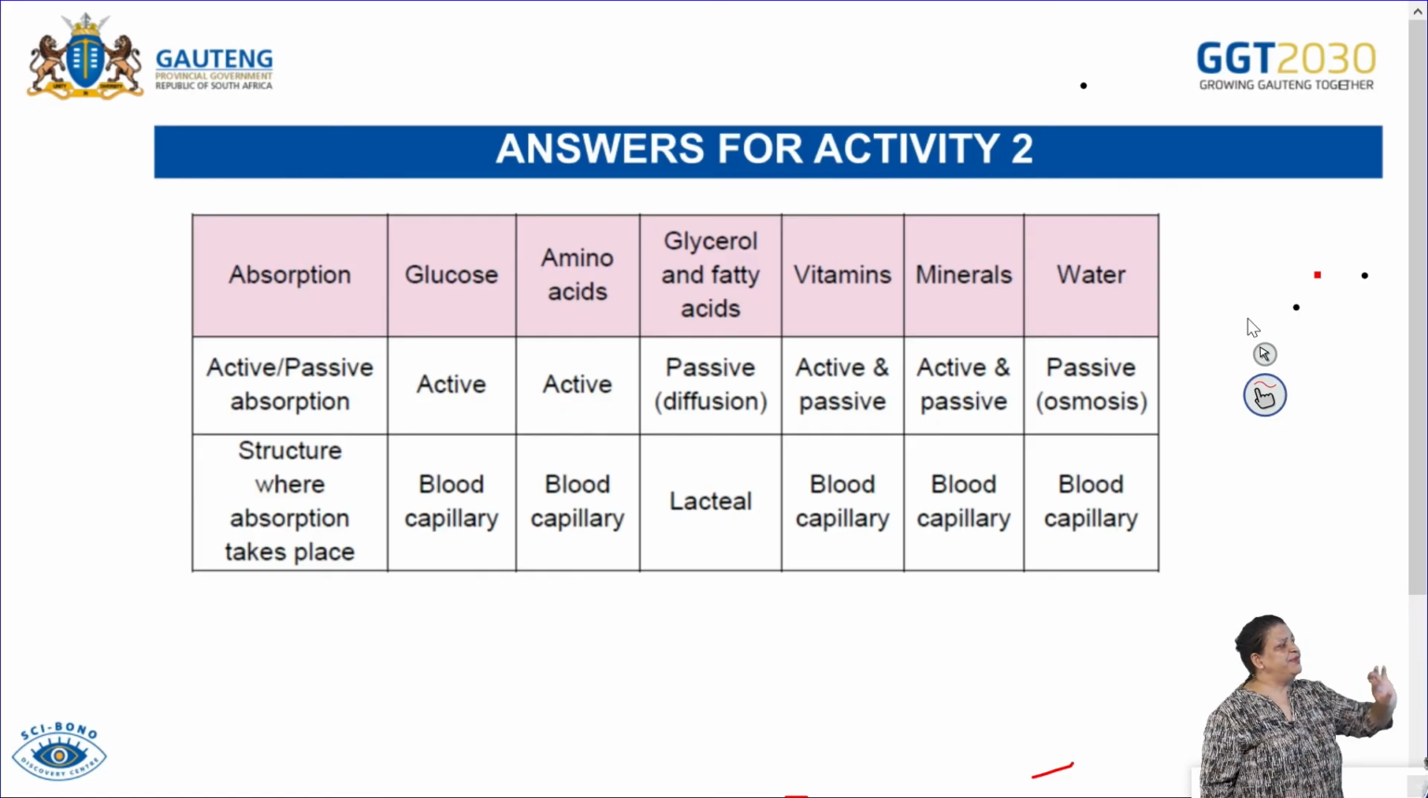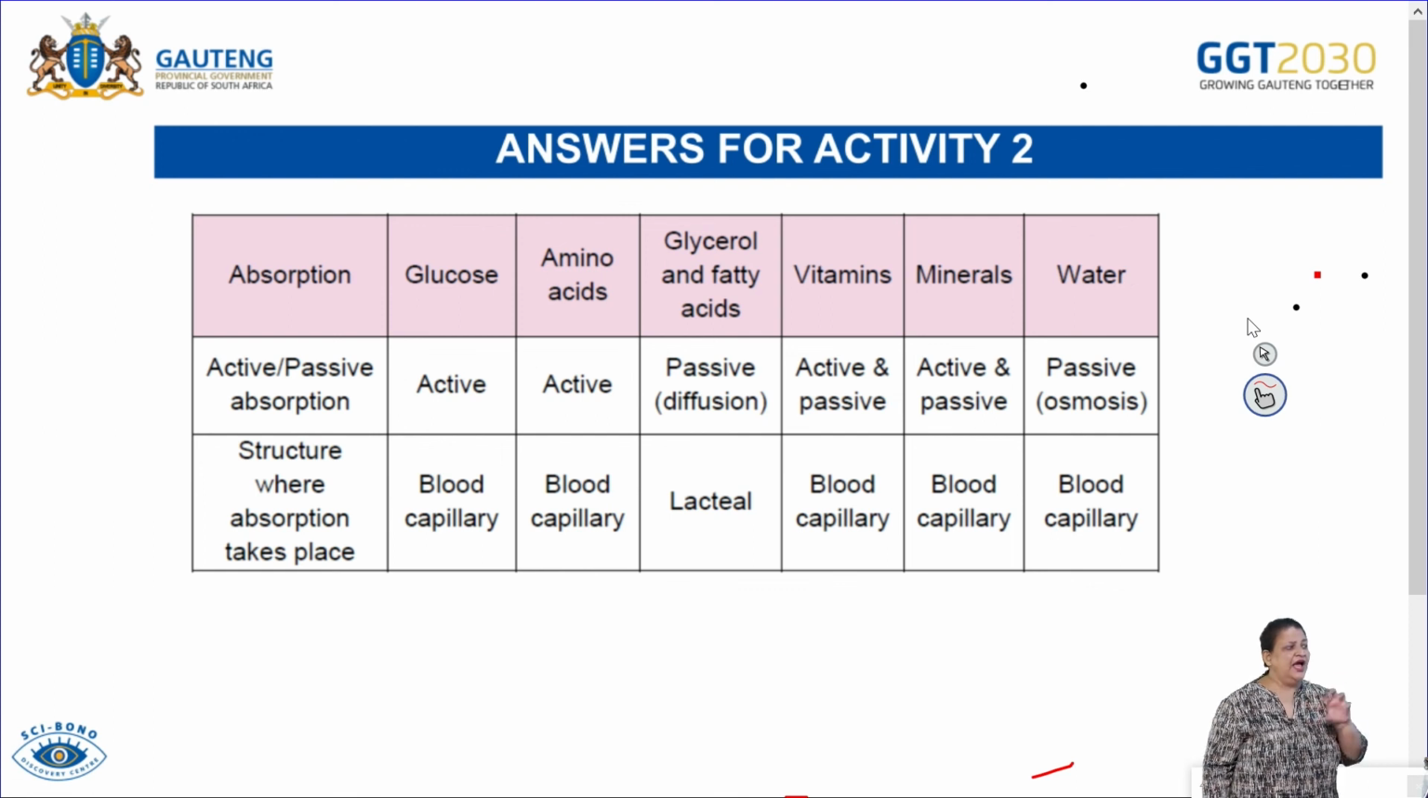Vitamins are actively and passively absorbed into the blood capillary, minerals into the blood. So the only thing that you see that's not absorbed into the blood capillary in the villus is the fatty acids and glycerol. It goes into the lacteal.